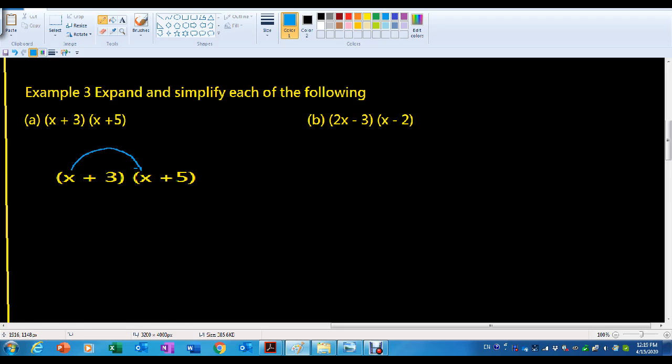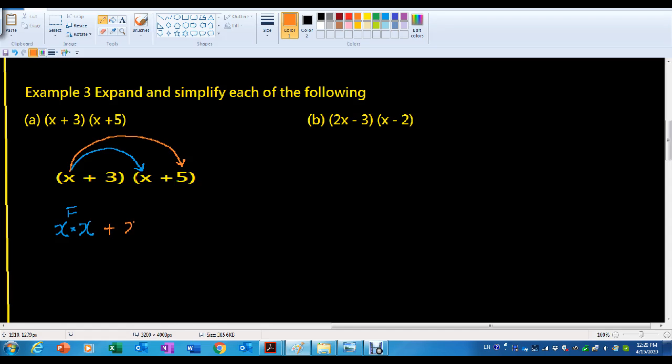First term in the first bracket times the first term in the second bracket. So that's x times x, right? That's the first term. And for you, O means outer. The outer term of the first bracket is the first term, and the outer term of the second bracket is the second term, right? So that's outer. Remember you need to think about the plus sign and minus sign, because x is also positive, so it should be plus.